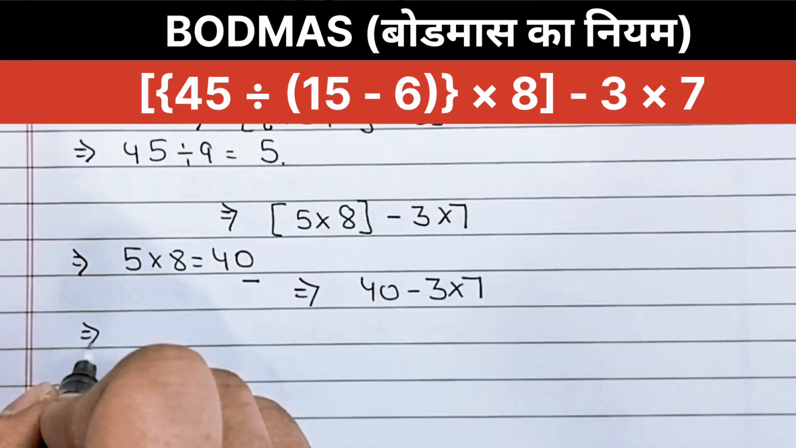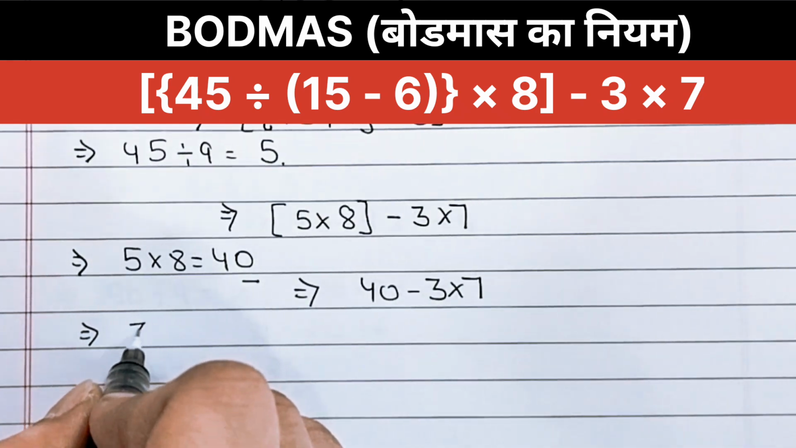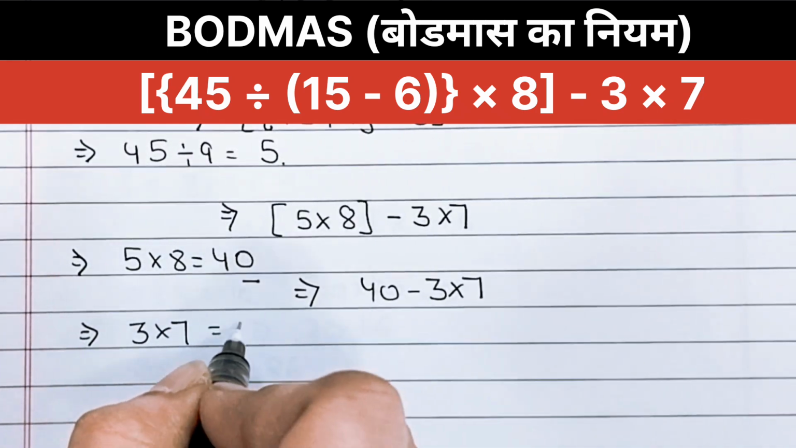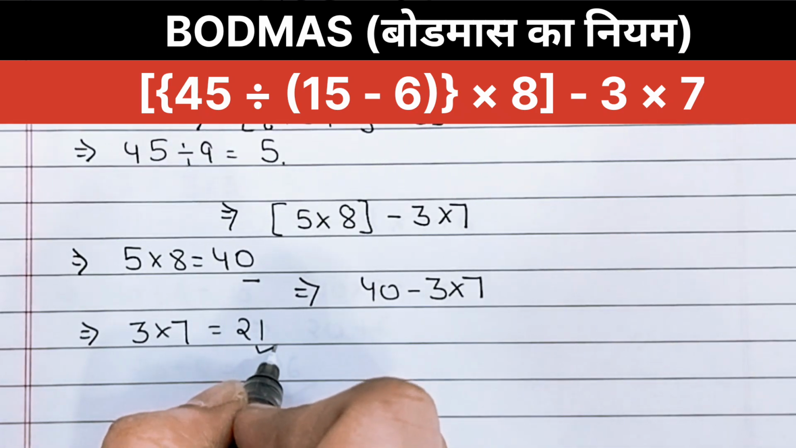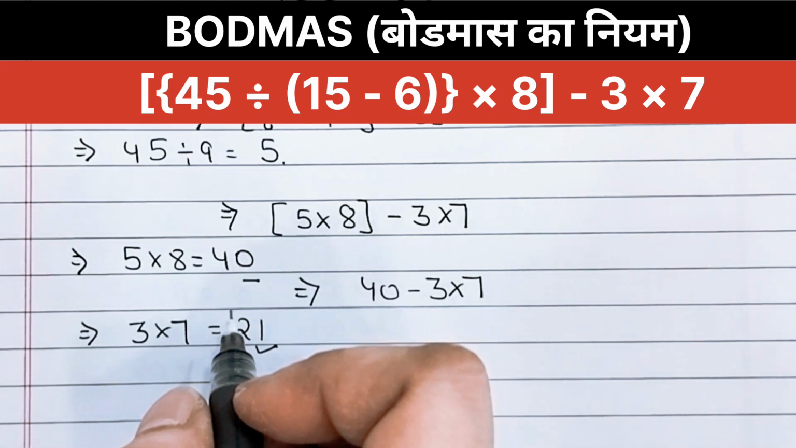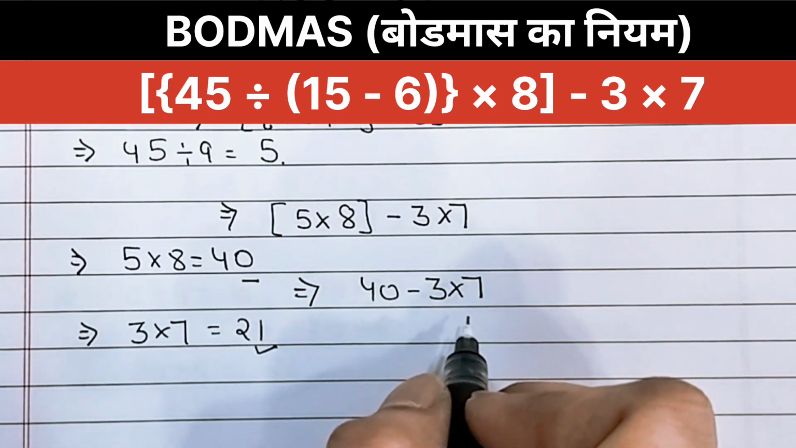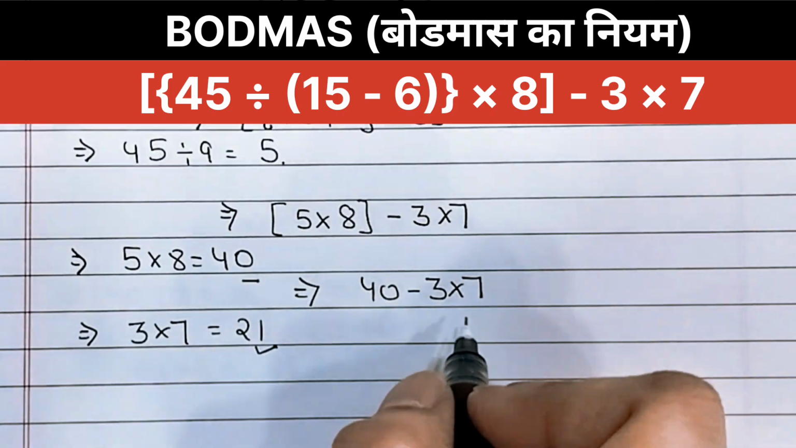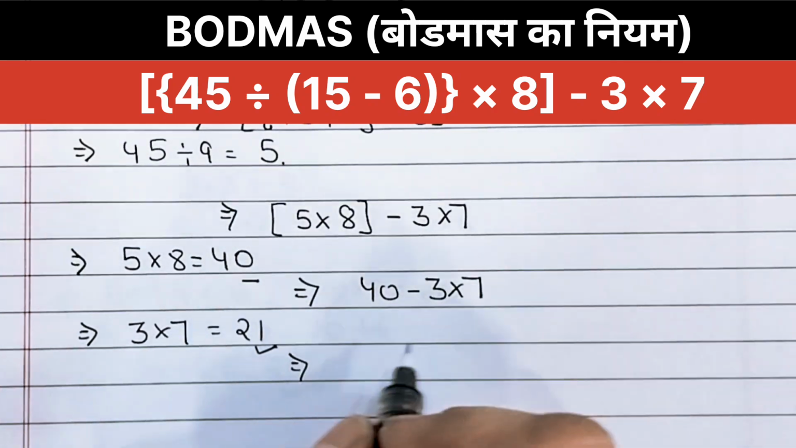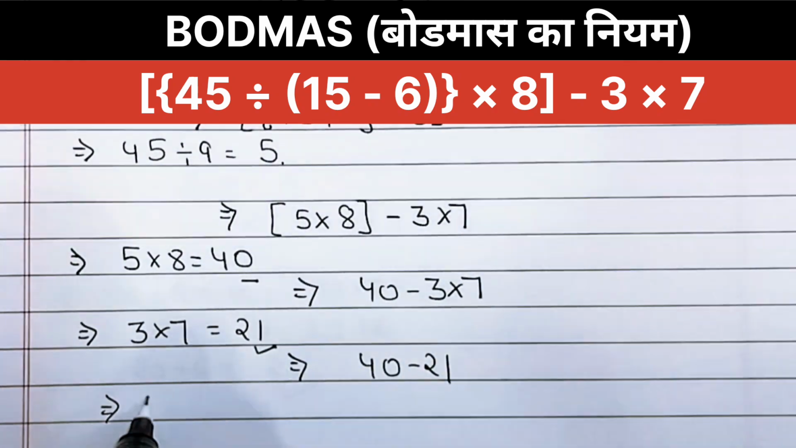So now next is to perform multiplication. First we multiply the digits. We'll get 21. Between the subtraction and multiplication, BODMAS requires multiplication to be performed first. So now the remaining expression becomes subtraction.